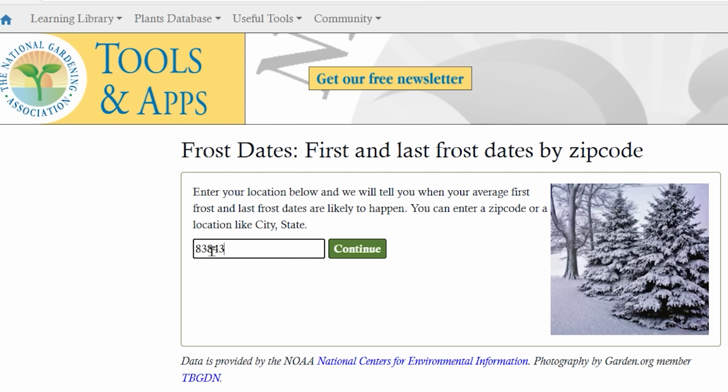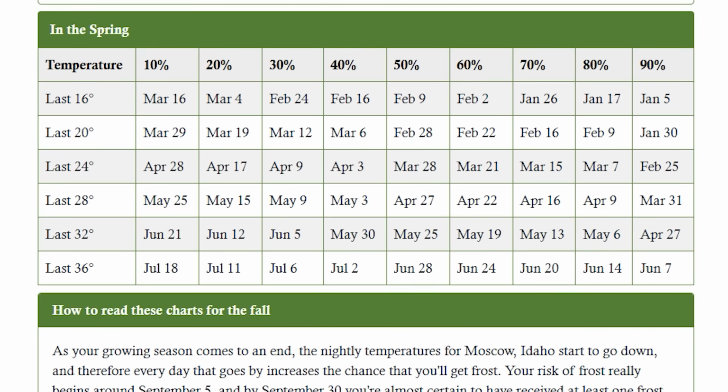So again, let's use Moscow, Idaho as an example. The charts on this page show the probabilities of receiving a certain low temperature on a certain day. For example, in Moscow, you have a small 10% chance of getting hit with a 32-degree low and frost on June 21st. There's a 50% chance of being hit by a 32-degree low on May 25th. And you have an 80% chance of seeing a 32-degree low on May 6th. So in Moscow, while you might chance planting out frost-tender crops like tomatoes and peppers in mid to late June, planting them out in May without frost protection could still be quite risky.